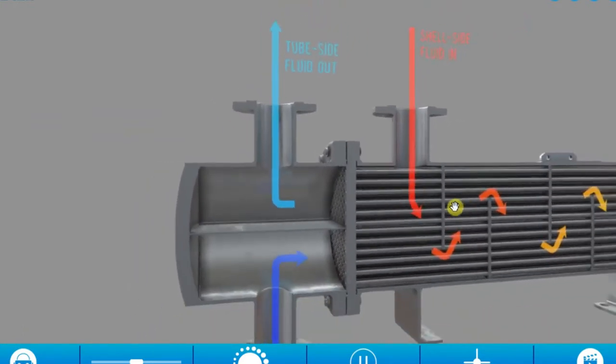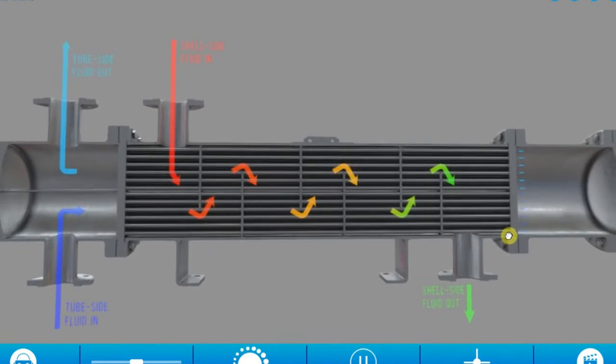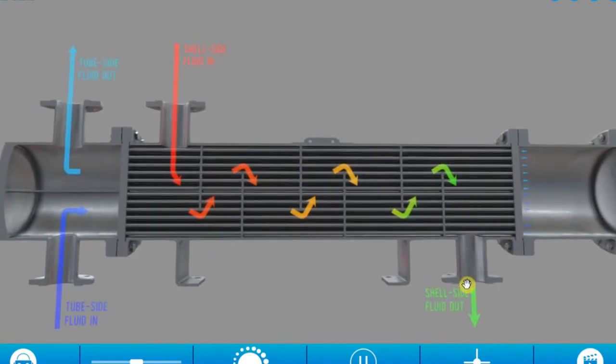The shell side fluid enters the heat exchanger here, and then it comes through and it will pass through a series of baffles, which we'll take a look at in a moment, and it's going to be discharged through the shell side fluid outlet down here. So tube side fluid in on the lower left, along here, straight flow, up, back the other way and then out. Shell side fluid down through here, past all the baffles and then out on the lower right hand side.